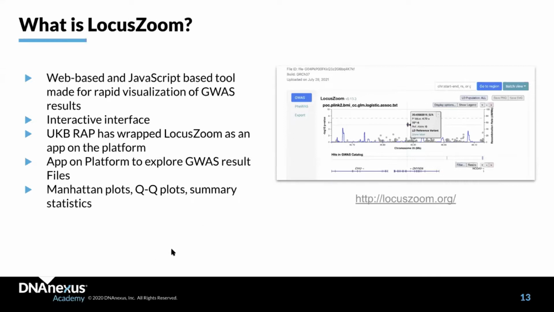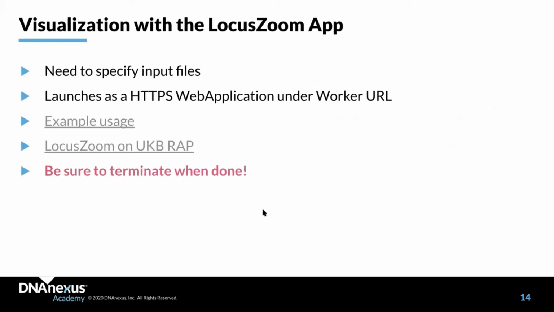So what it can do: Manhattan plots, QQ plots, and some summary statistics. For visualization, you need to specify input files. However, if you forgot some input files or you decided you want to look into different input files, you can just provide a file ID, and I will show it to you in a moment. And here you will see an example usage.